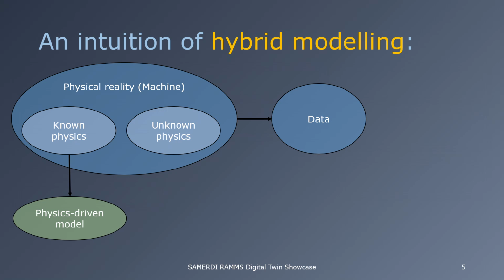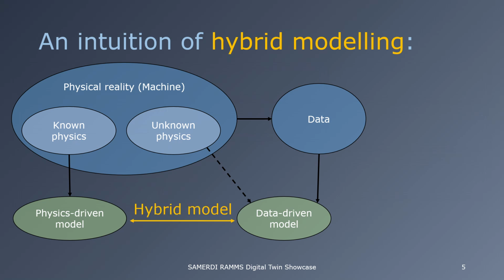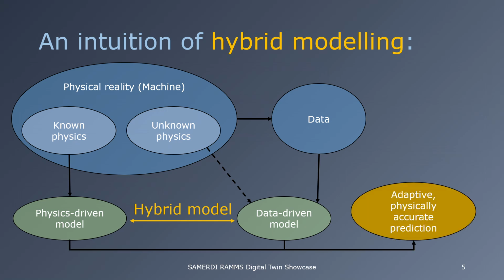This data obviously contains the known and the unknown physics within it. And hopefully by this process of data-driven modeling, we can start to infer some of the unknown physics we missed in our physics-driven modeling process. And once you combine these two worlds, you have what we call the hybrid model. And this you can use to create adaptive, physically accurate predictions.